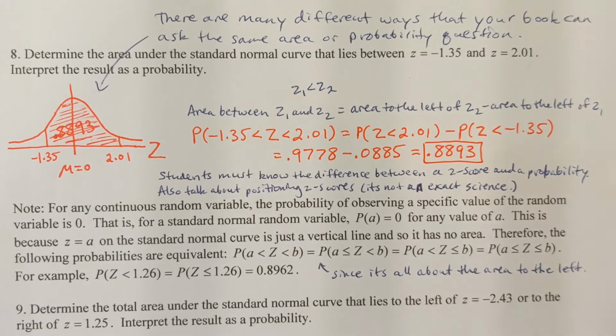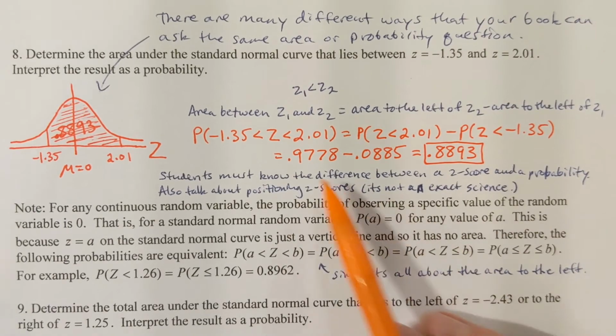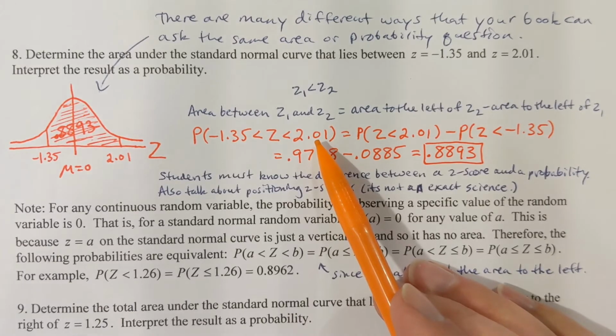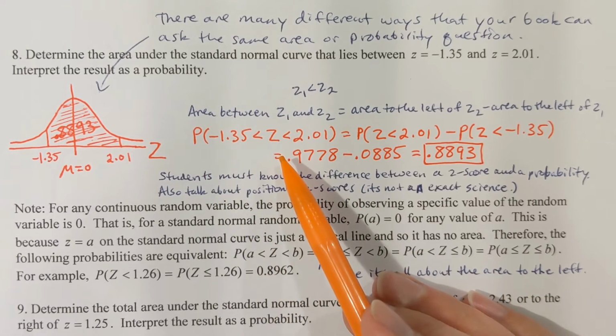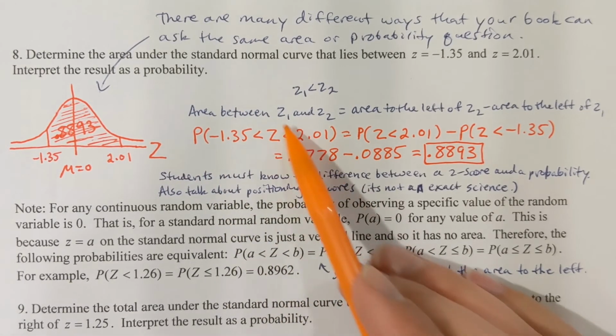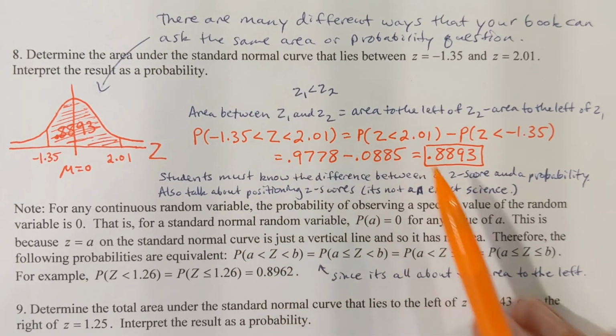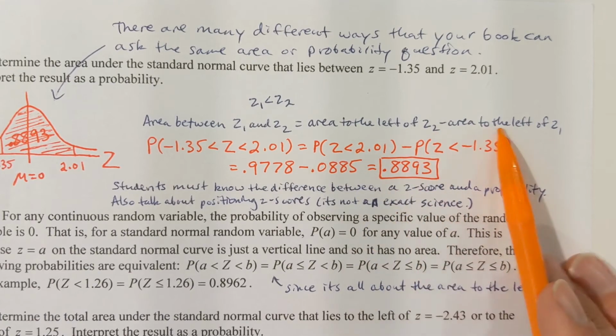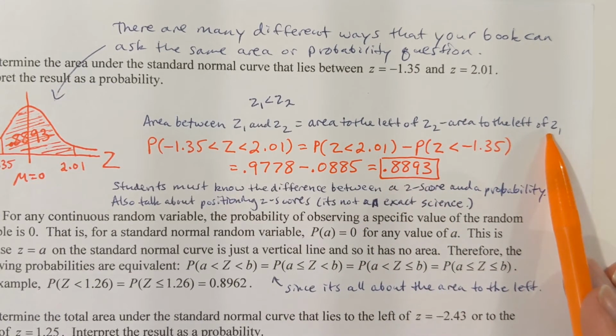Now again, this is a probability question also, right? So using the probability notation, here's how I'd write this down. The probability that z is between negative 1.35 and 2.01 would be written this way. Now, the plan is to find the area to the left of the larger z-score minus the area to the left of the smaller z-score.